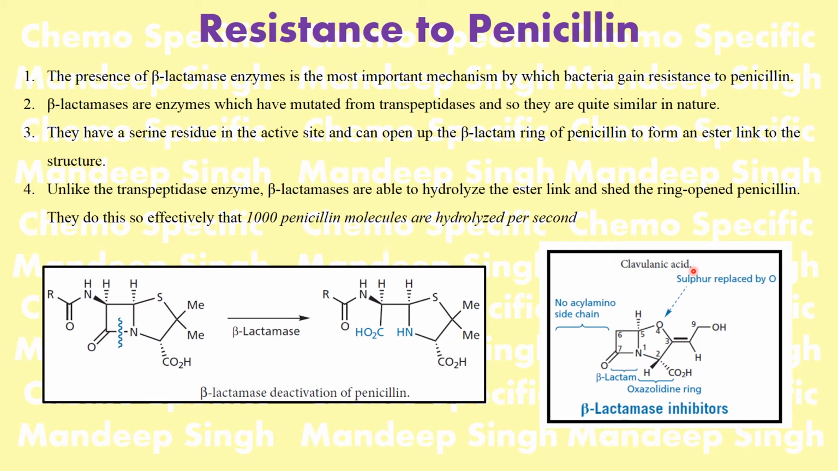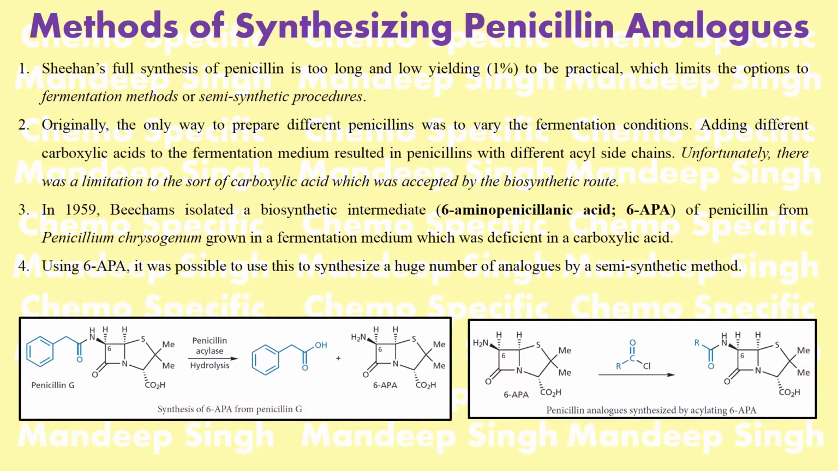The sole role of clavulanic acid, which in the drug is mostly available as potassium clavulanate, is to make sure it inhibits beta lactamase enzymes. So these are nothing but beta lactamase inhibitors. This is very, very important to understand.